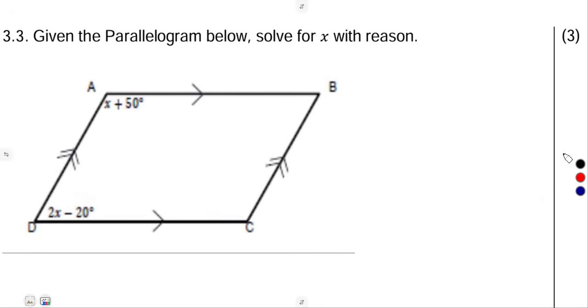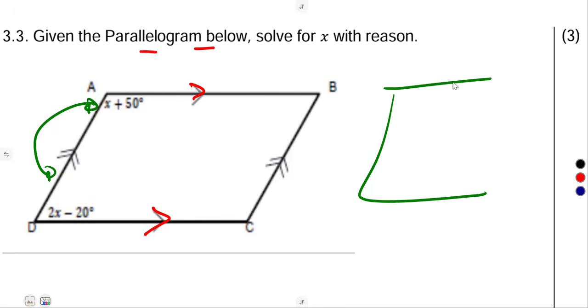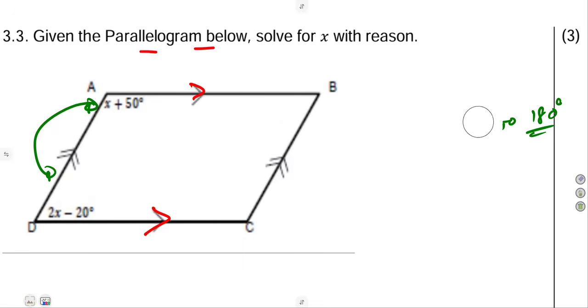Given this shape, that it is a parallelogram, solve for x with reason. When this is a parallelogram, remember I told you guys about the properties, that the adjacent angles here are supposed to add up to 180 degrees. Even if you do not understand that, the moment they tell you it's a parallelogram, what is it that you see? Co-interior angles. What do you know about these co-interior angles? They add up to 180 degrees. So you can work with the property of a parallelogram.